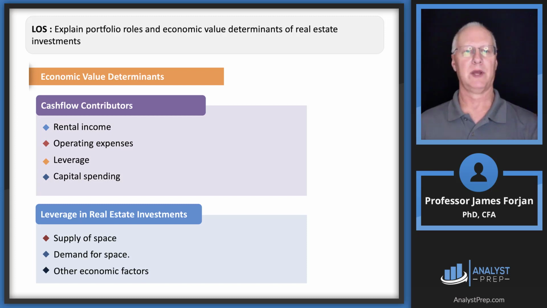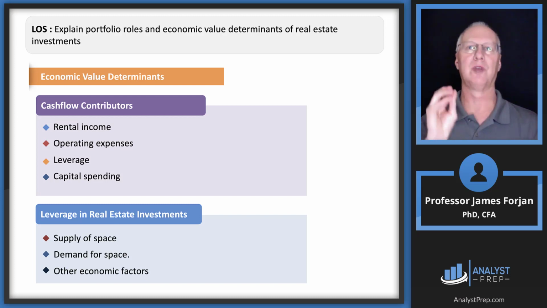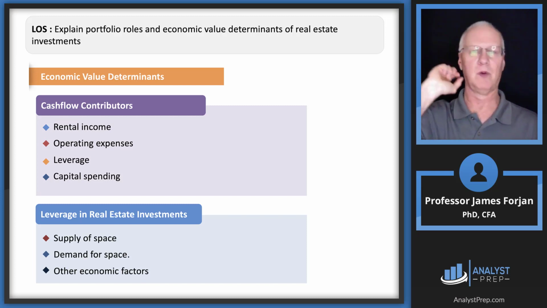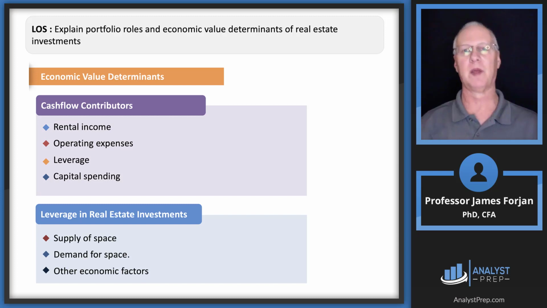How about continuing on this economic value determinants? All right, so cash flow contributors. I tell my students this all the time, and this is exactly what this LOS is saying. We invest in projects that have positive net present values. That means that projects have lots and lots of operating cash flow. Well, look at those first two diamond points, right? Rental income, so we want that top part of the income statement. We want lots of income. And then operating expenses, we want to be super efficient. And so what that leads us to then is lots and lots of maybe something called net operating income.